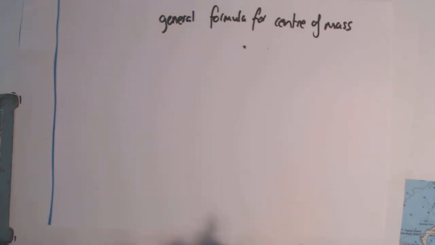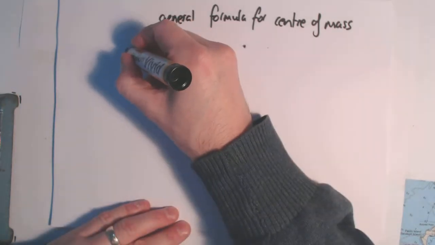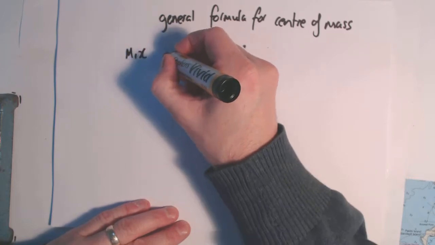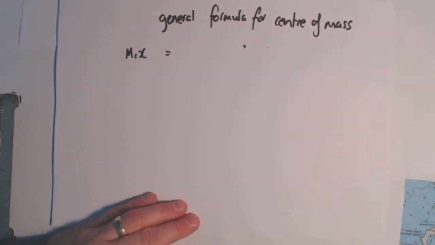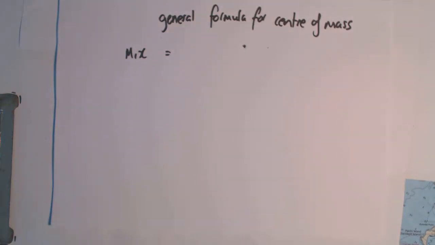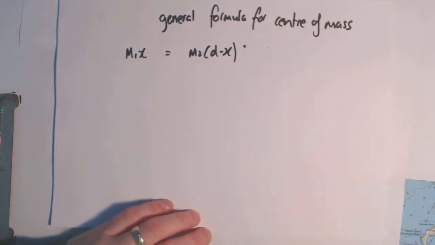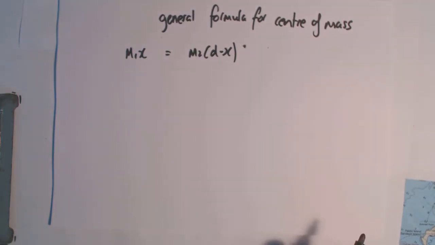Now we've seen the centre of mass formula for two objects, and it's one you won't be given when you get to do a test. If you haven't already seen it, you should have seen it, it's the one where we had m1x is equal to m2 times d minus x. Works well for two objects, no problem, very good.